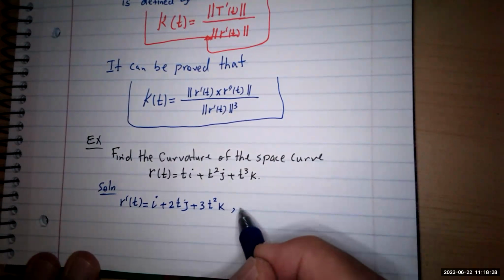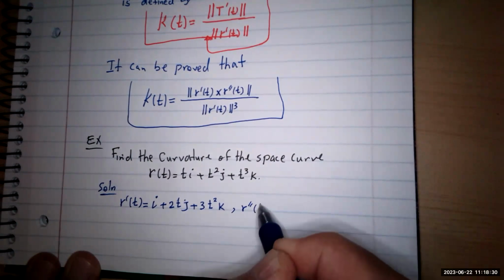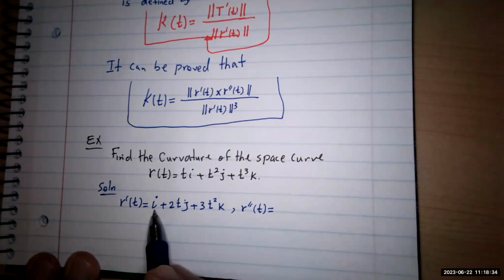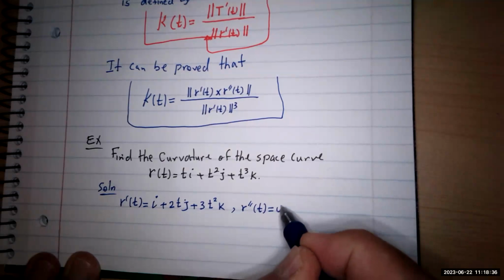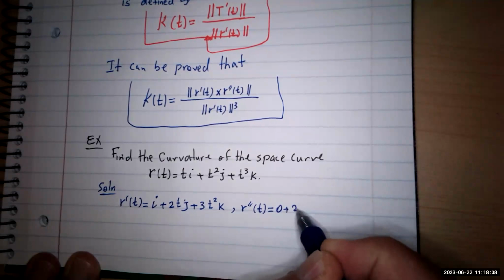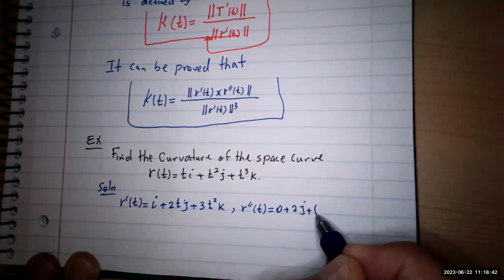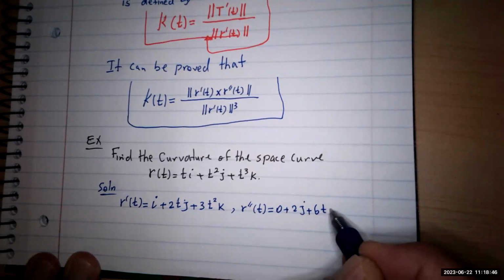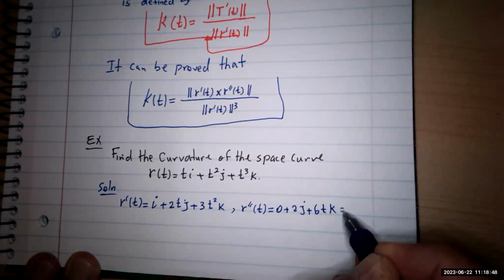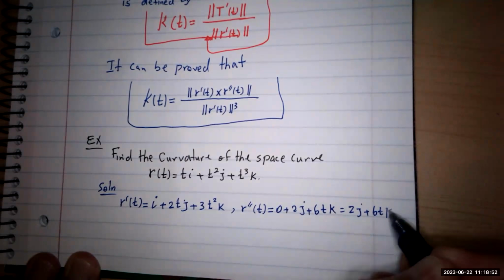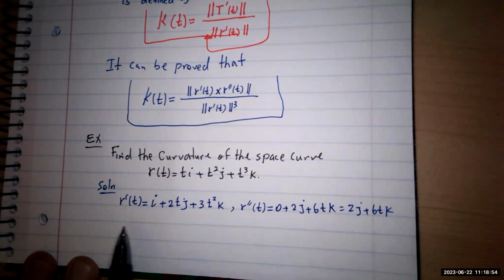So you need r double prime. So differentiate it again. You get a 0 here. The derivative of 2t would be 2, so 2j. And the other one would be 6t, so 6tk. So that gives you 2j plus 6tk. So I have the r prime and the r double prime.